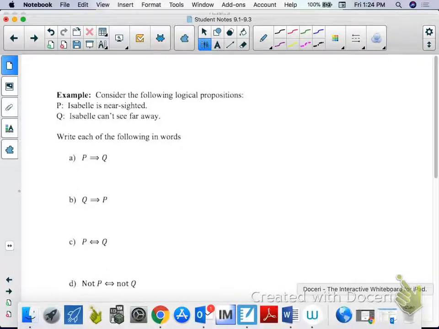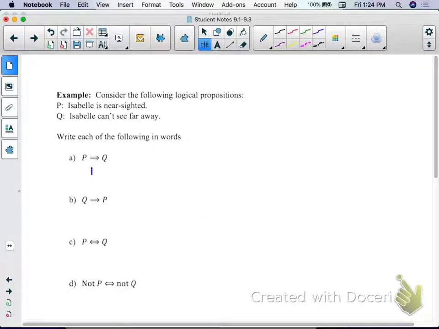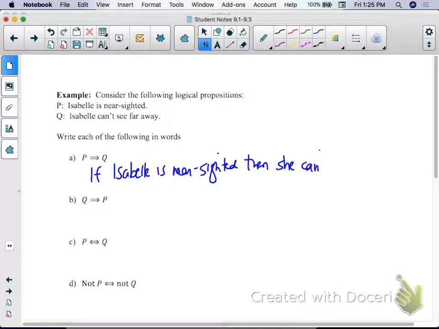All right, so we have our symbols. Remember the one-sided arrow, that's our implication statement, and the double-sided arrow, that's our equivalent statement. That's our if and only if. So the first one here, write the following in words. If Isabel is nearsighted, then she can't see far away. Okay, that's all there is to that one.